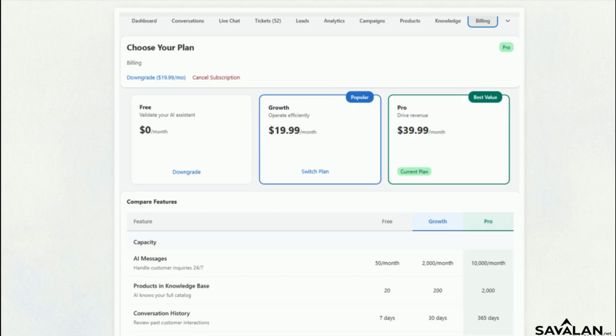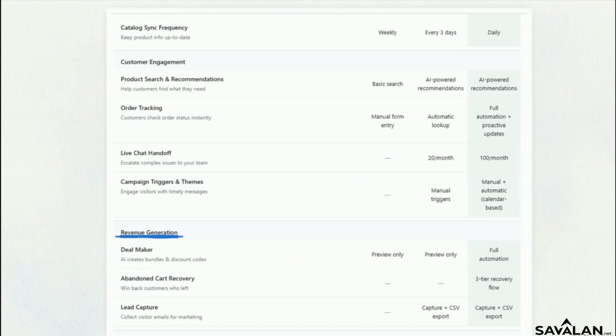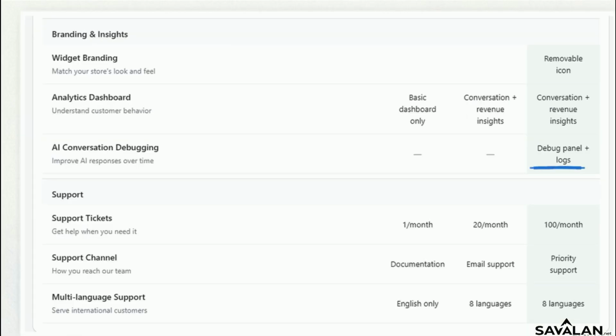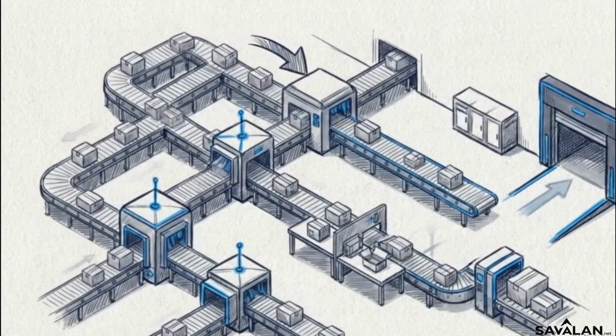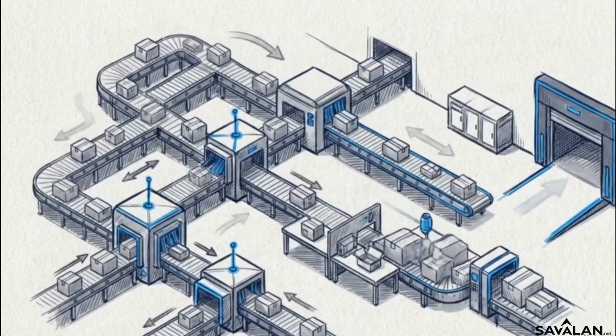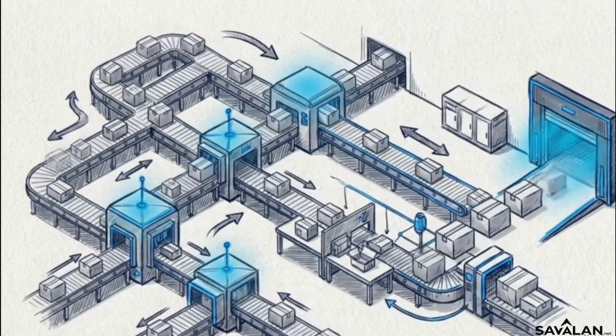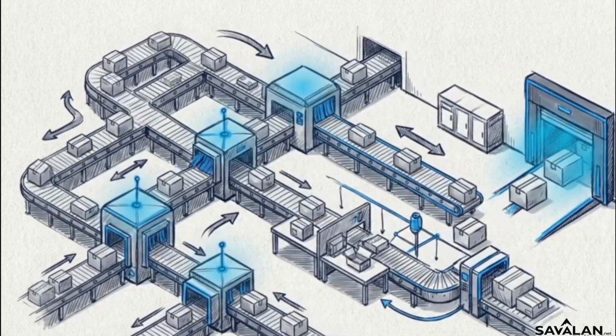You can review the pricing cards to compare monthly message capacities across the Free, Growth, and Pro tiers. The Revenue Generation section below shows when automated tools unlock. For instance, the Pro plan introduces full automation for the deal maker and multi-tier abandoned cart recovery. You will also see how your access to advanced debugging, analytics dashboards, and priority support increases alongside your business needs. Validating the customer experience today while knowing your exact upgrade path keeps your store prepared for both immediate traffic spikes and long-term expansion. Your setup is complete.